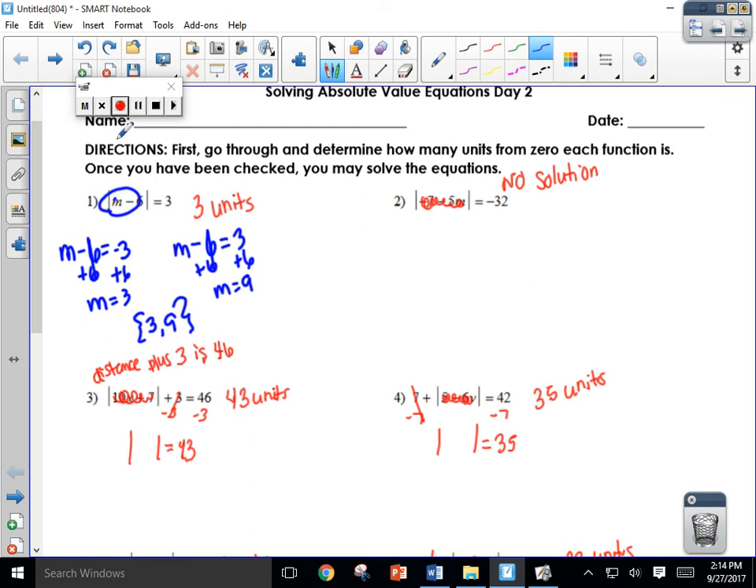For this one, again, now I care about what's inside here. Whatever this is, we said was 43 units away from 0. So that means 10x plus 7 is 43 away from 0. So that means it's equal to positive 43, or it could be equal to negative 43, because those are the two numbers that are 43 away from 0. And then I would solve for x.